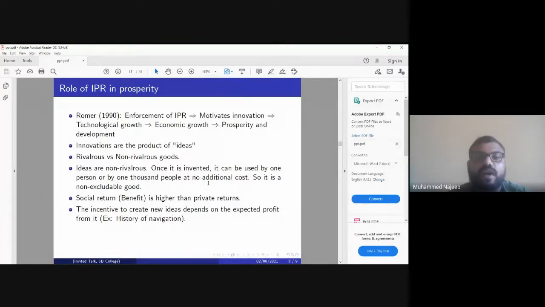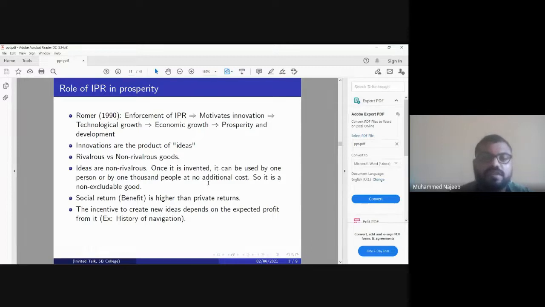Once this was invented, shipping became very easy, and they could travel across the sea easily. So the social return associated with this was very high. He would not have invented this if he were not given a monetary reward. Only to motivate him, the governments offered a monetary benefit, so that he could capture some part of the social return.